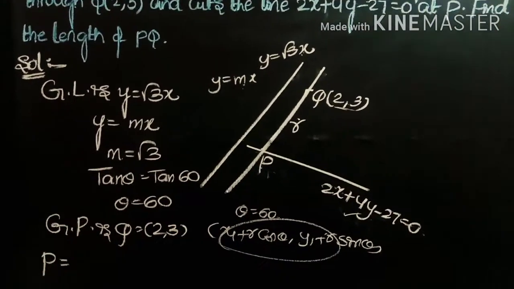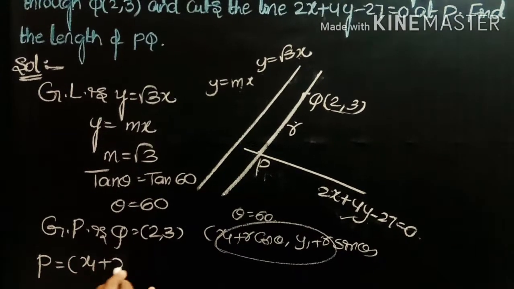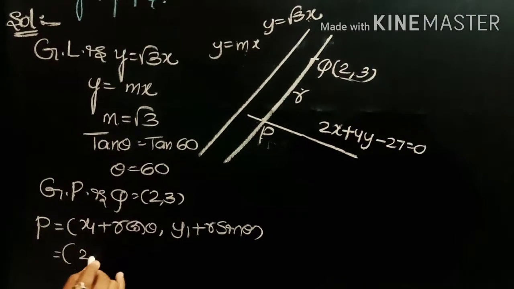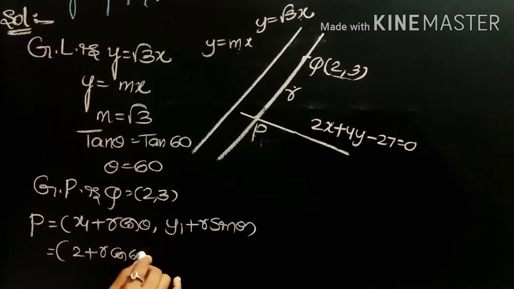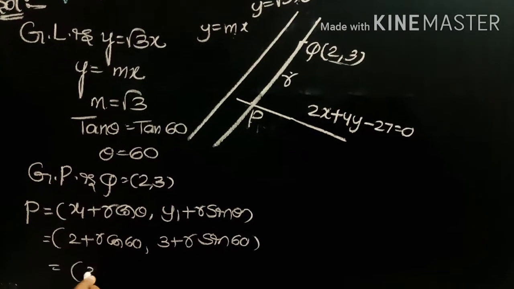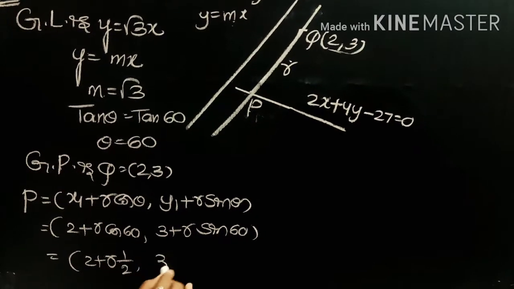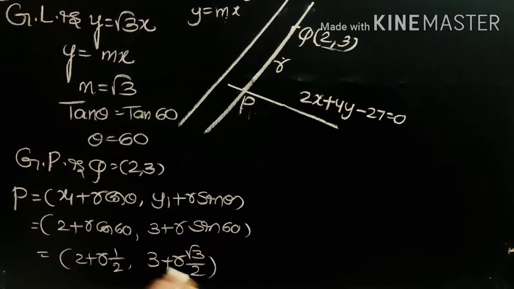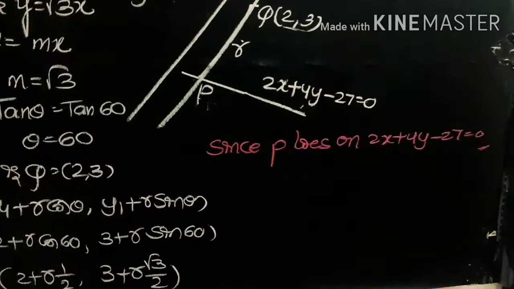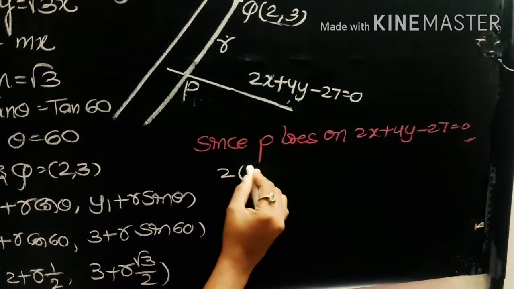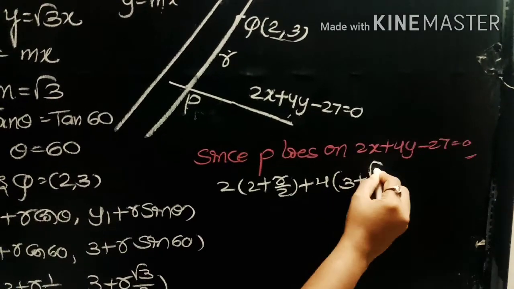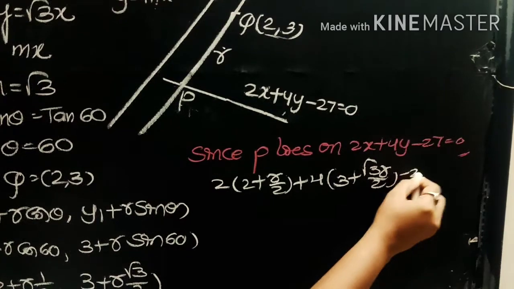Now we find the point P by using the formula x1 + r cos theta, y1 + r sin theta. Now replacing the values, 2 + r cos 60, 3 + r sin 60, and this equals 2 + r times 1/2, and 3 + r times root 3/2. Since the point P lies on the line 2x + 4y - 27 = 0, we substitute this point in this equation. So replacing the point here, 2 times (2 + r/2) + 4 times (3 + root 3 r/2) - 27 = 0.